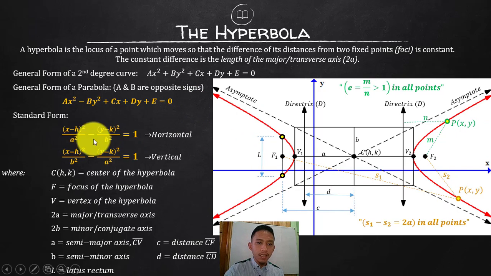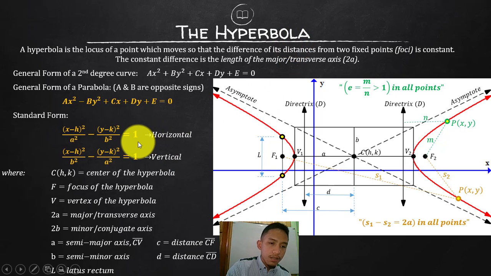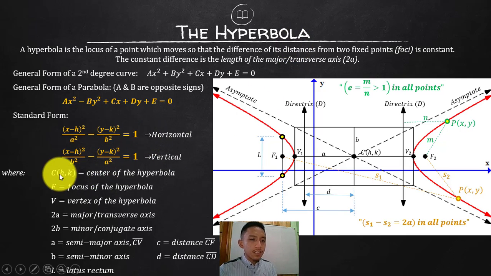By looking at the A and B again. A is always bigger than B. So if A is below x, that means it is opening horizontally. If A is below your y, that means it is opening vertically. Okay? So that is your vertical and horizontal hyperbola. Again, H and K is the center. So that is your hyperbola.